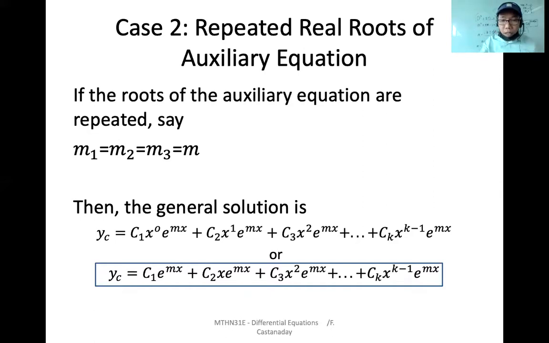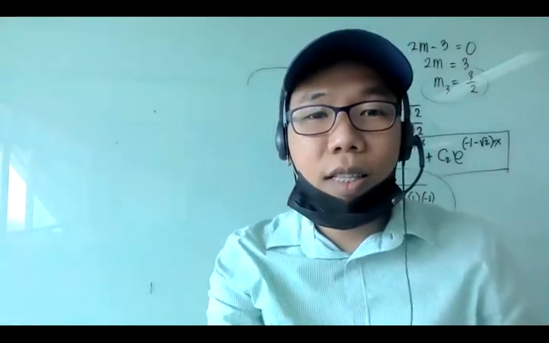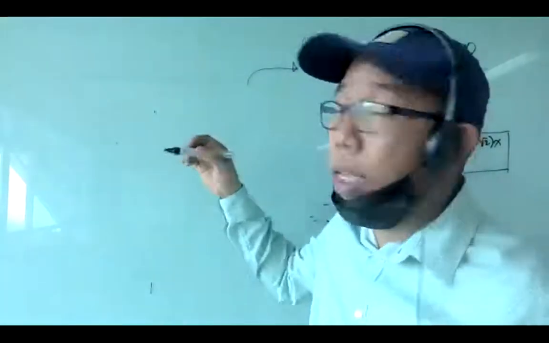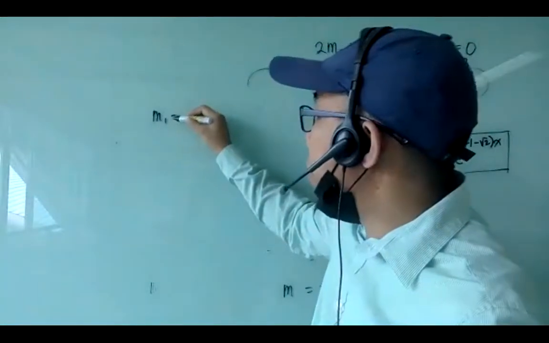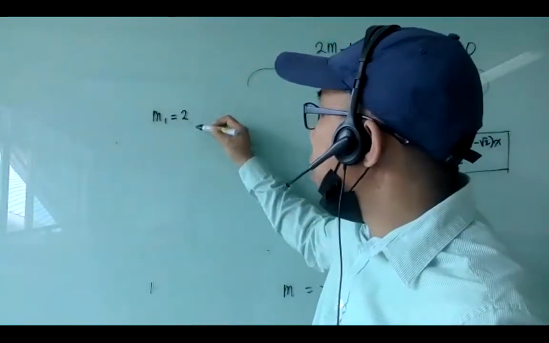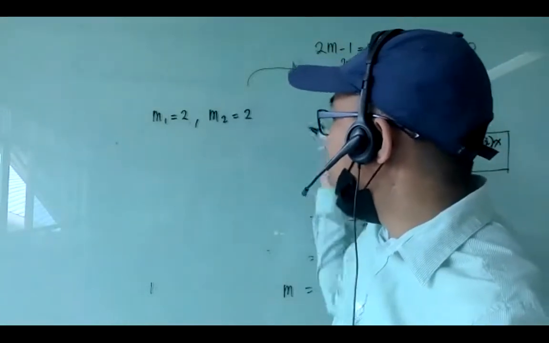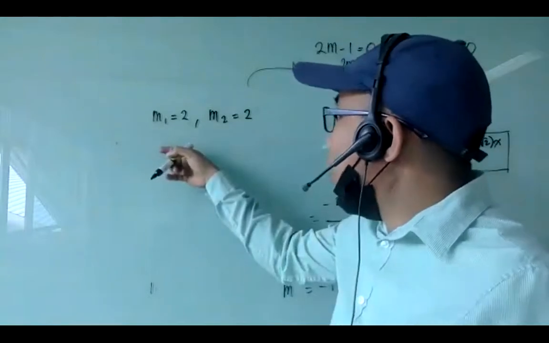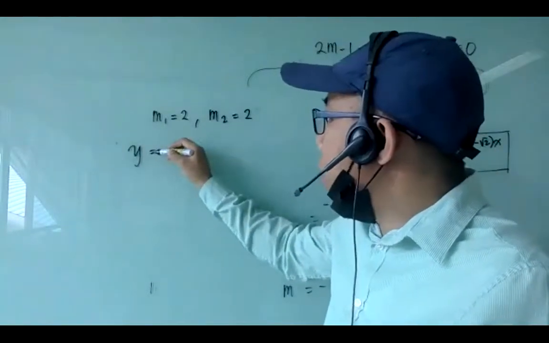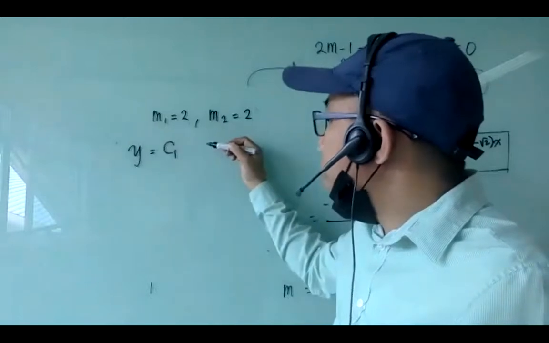Sige. Bibigyan ko kayo ng illustration. Wait lang. Stop share ko muna. Yan. For example, magsulat ako ng mga roots. M sub 1, for example, is 2, and M sub 2 is equal to 2. Ayan. Pareho sila. So yung solution natin will be y is equal to c sub 1.